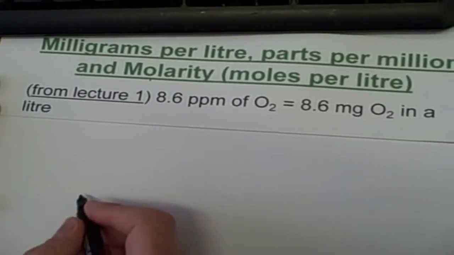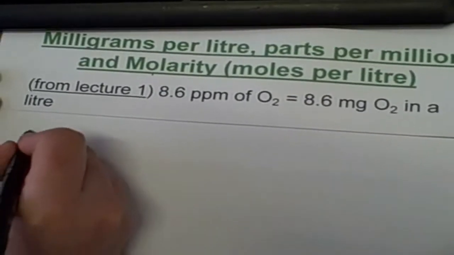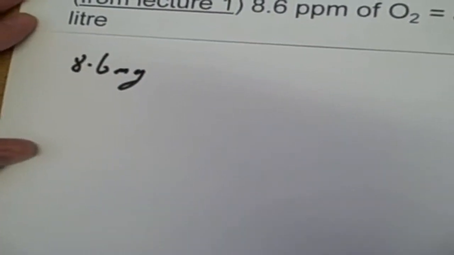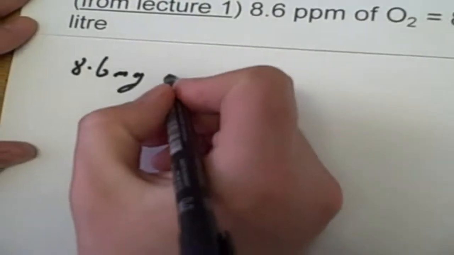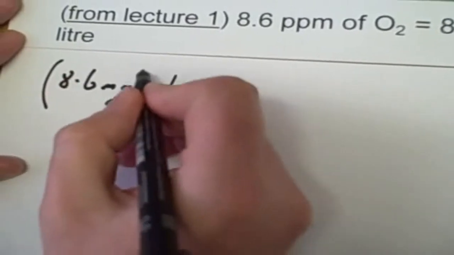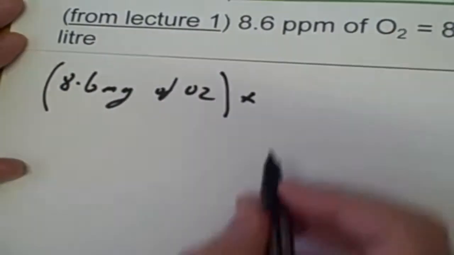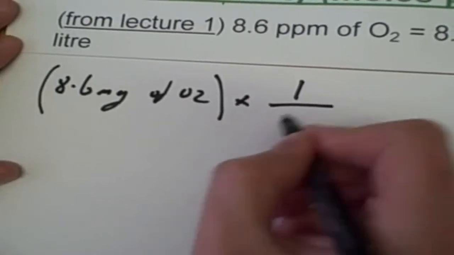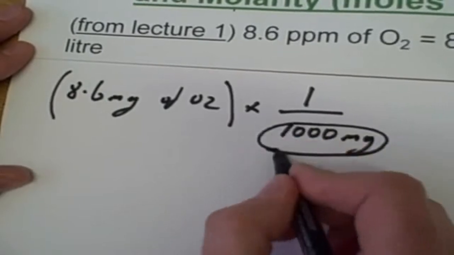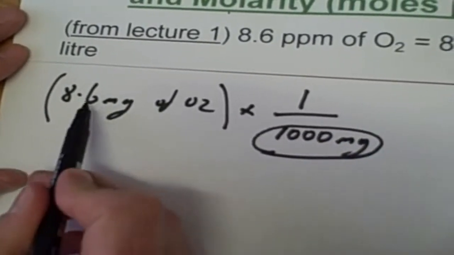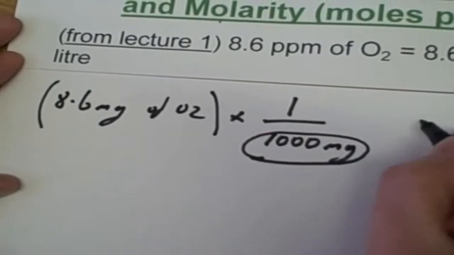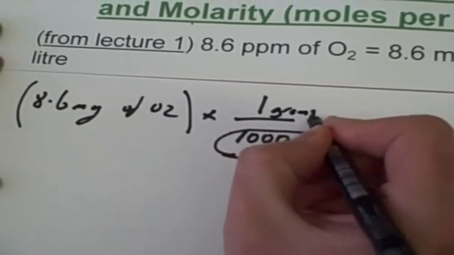Now what I'm going to need for this is just to start off with milligrams to grams. Now 8.6 milligrams of oxygen. What I want to do to start off with is convert milligrams into grams. So this is quite important. There are in fact 1,000 milligrams in 1 gram. So if I multiply 8.6 by 1 over 1,000, I will actually get my answer in grams.